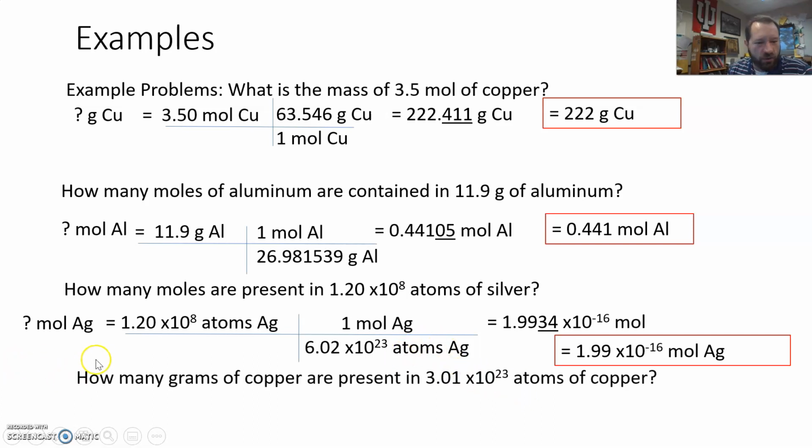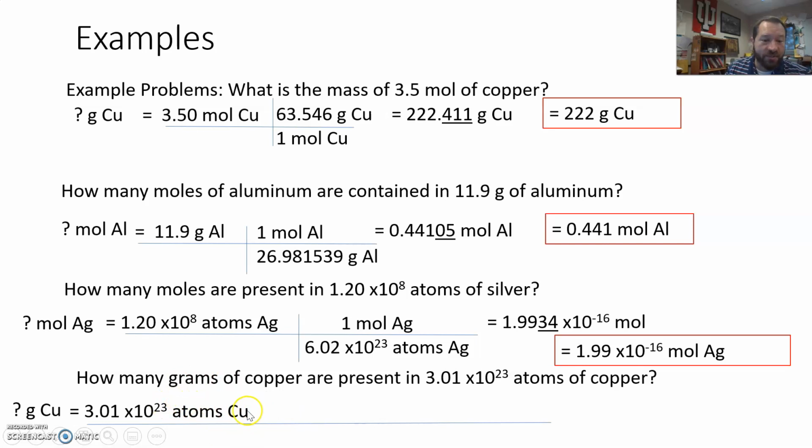And finally, we'll use a problem here where we use all 3 steps. How many grams of copper are present in 3.01 times 10 to the 23rd atoms of copper? Okay, so again, like I said, we have to use all 3 steps. We're starting with atoms. We need to get to grams. We'll have to go to moles first. Moles is that middle step there. So question mark grams copper, it's what we're looking for, is equal to, hopefully we're in the habit now of writing down what the question gave us, 3.01 times 10 to the 23rd atoms of copper.